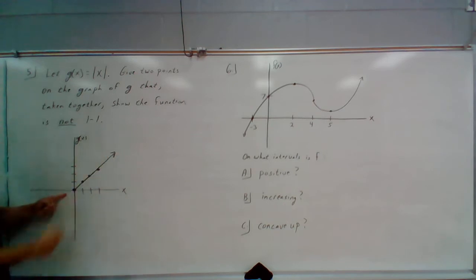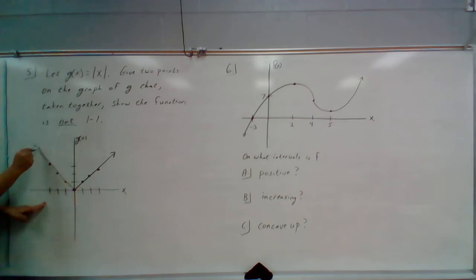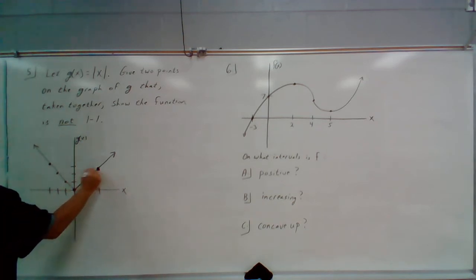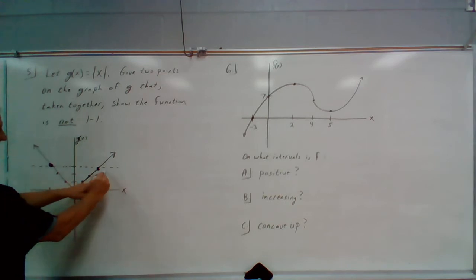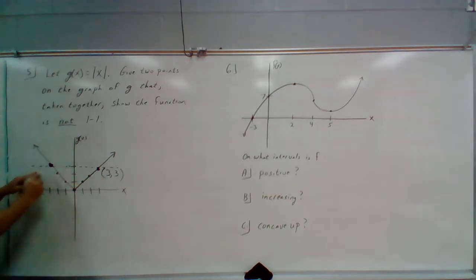So it'll look like this. If I plug in -1, absolute value of -1 is 1. Absolute value of -2 is 2. Absolute value of -3 is 3. And we get that. All right, so now all I need is 2 points that show that this fails the horizontal line test. So these 2 right here look nice. So this point is (3, 3). This point is (-3, 3). And these 2 points show that this function is not 1 to 1.